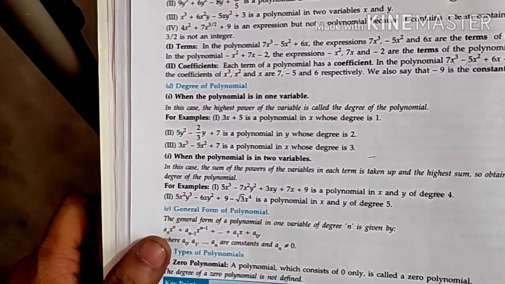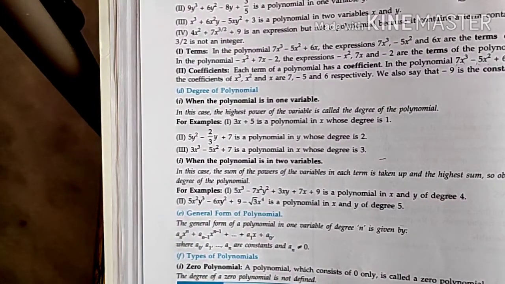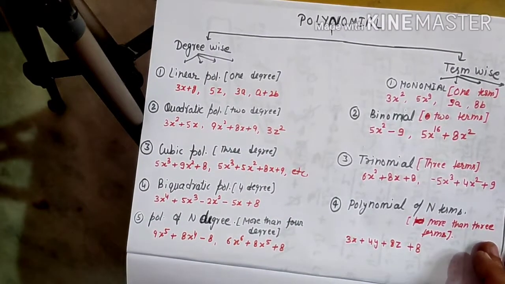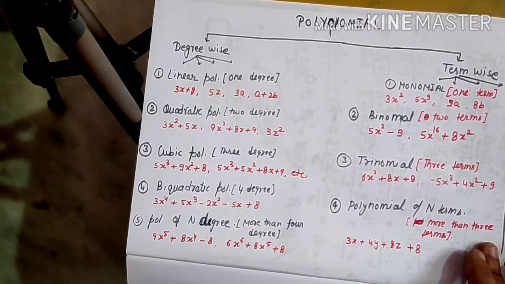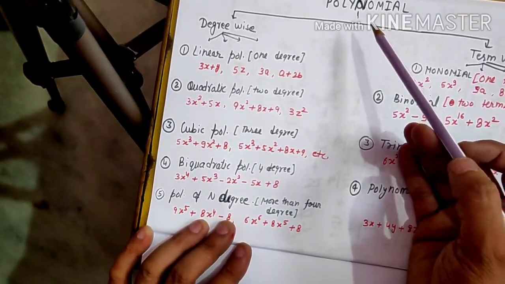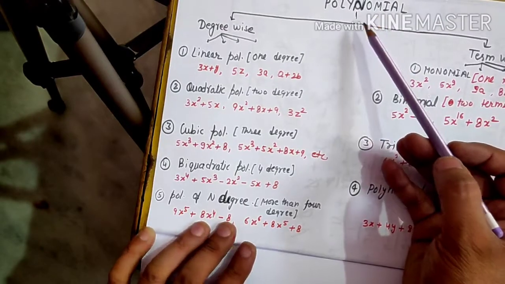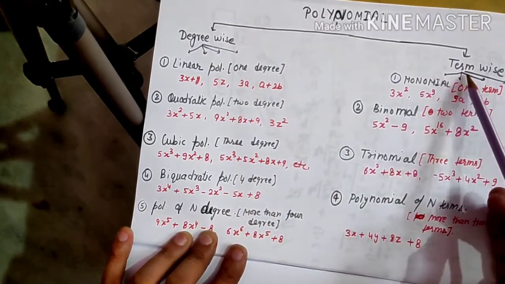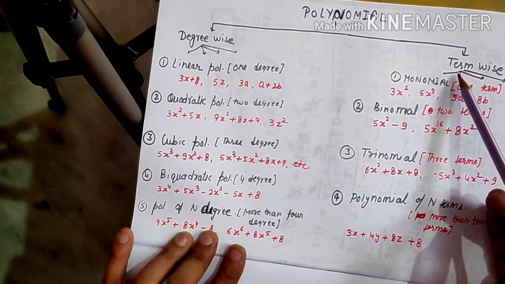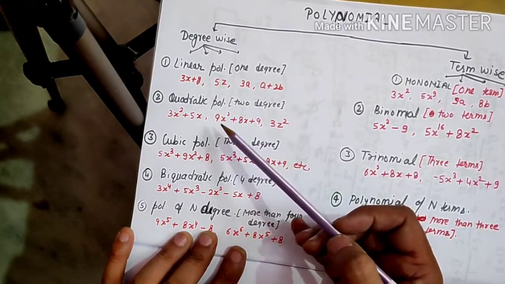Now let's move to the types of polynomial. So now students, let us study about the types of the polynomial which I have taught you in class 8 also. So just take a revise. We can classify the polynomial by two parts. The first part is degree wise and the second part is term wise. So let us study about degree wise first.